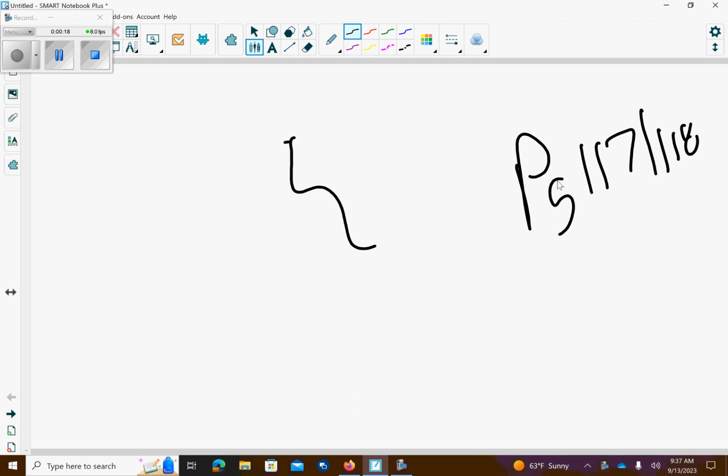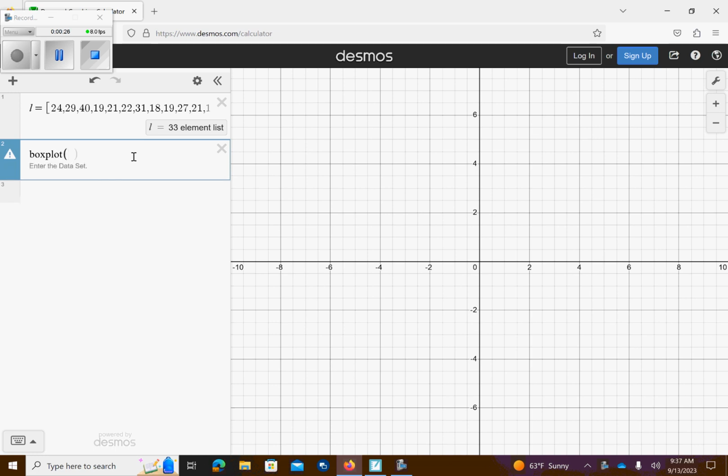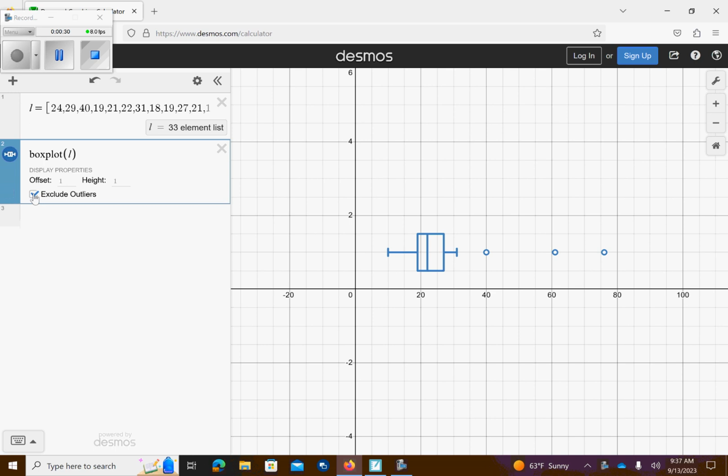What I did is I went ahead and plugged this into Desmos already. So if I want to do the box plot of L, and I hit the plus, make sure you have the button that says exclude outliers. So this clearly shows we have outliers. Those three dots off to the right are definitely outliers.